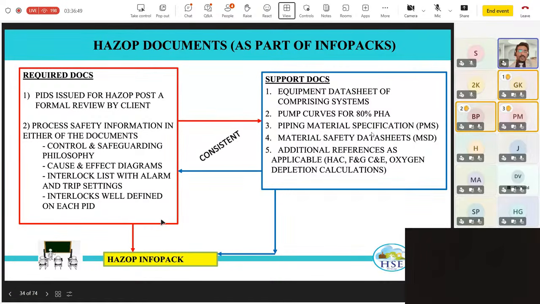The worst part is, of late, many clients are so tight with the schedule that they just run into a HAZOP with one set of PNIDs, and they ask the project guys, they ask us, to do that, which is not the right way to do it. We need to have a formal HAZOP info pack.